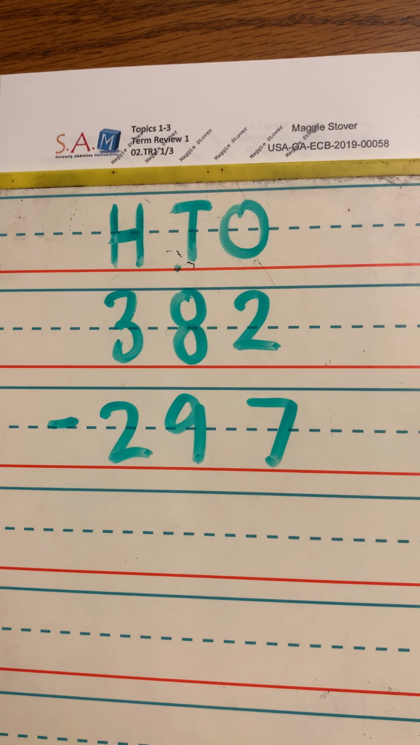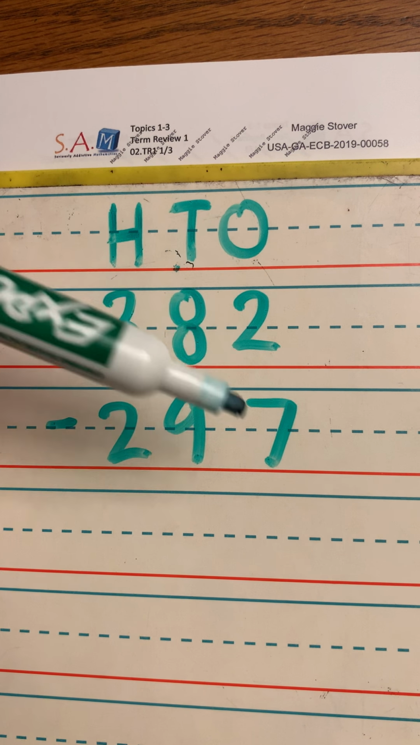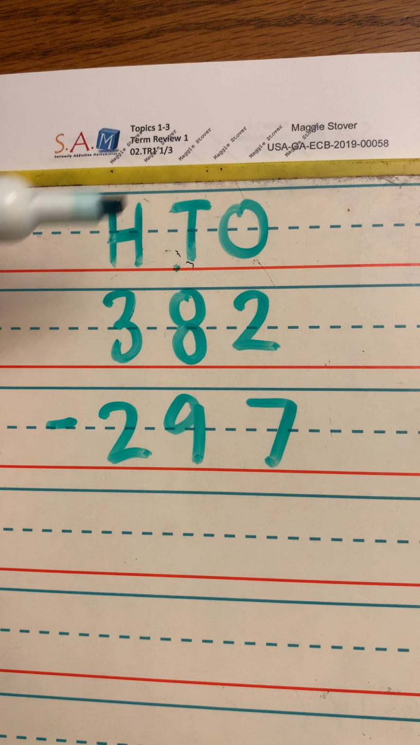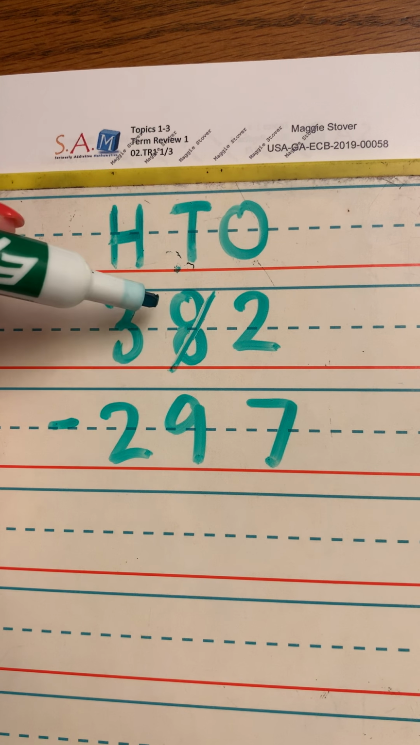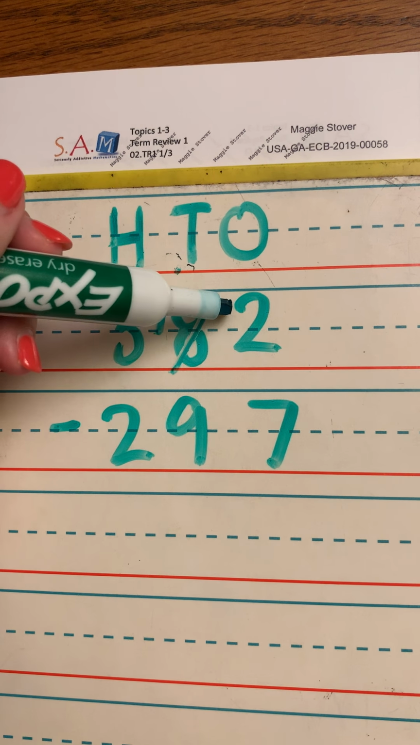382 minus 297, okay? Starting with the ones. Can we take 7 away from 2? No, we can't. So coming over to the 8, make it a 7. Makes this a 12. Now we can do 12 minus 7, which would be 5.